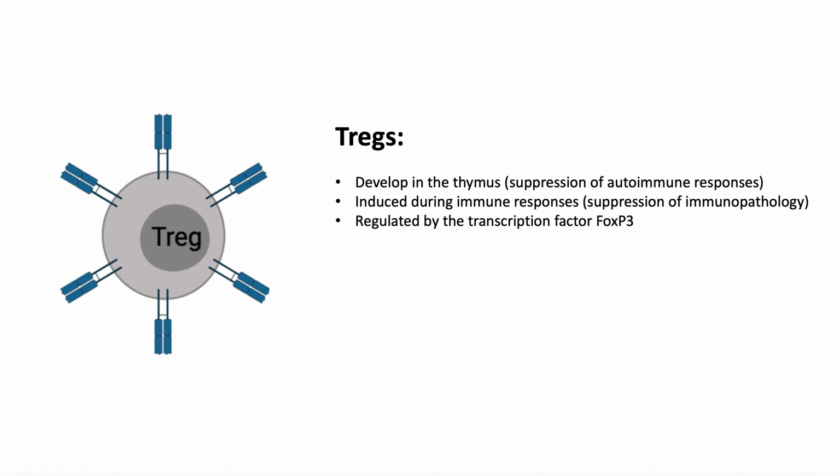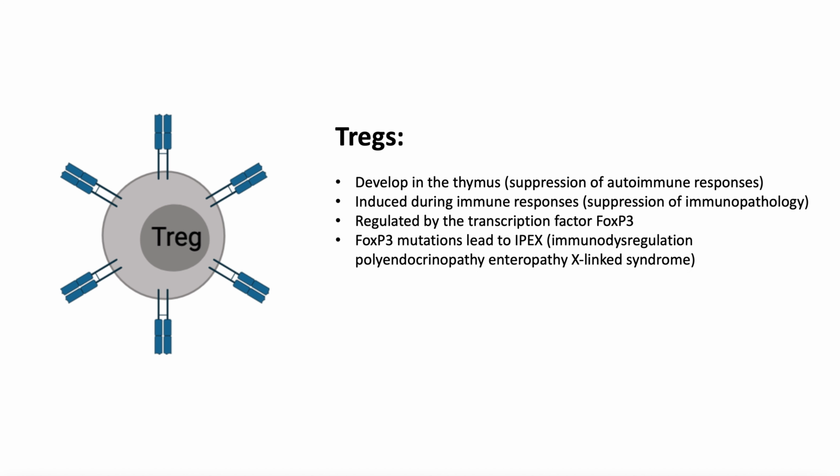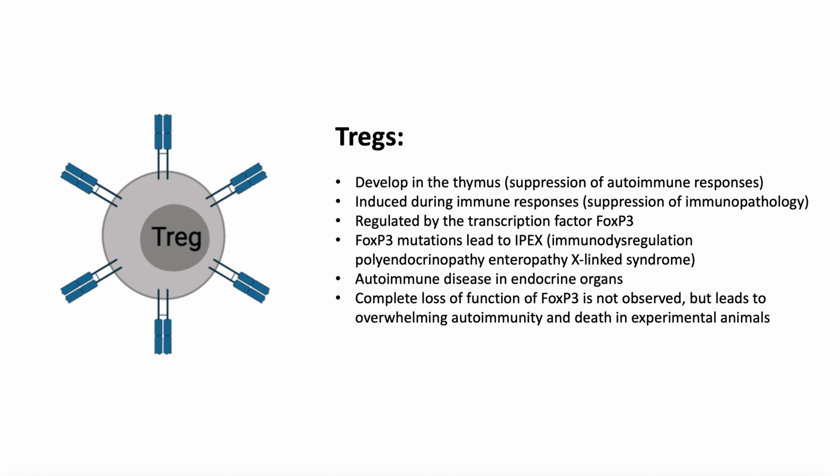Tregs are regulated by a transcription factor called FOXP3, and the reason I bring that up is that mutations in FOXP3 can lead to a disease syndrome called IPEX, or immunodysregulation polyendocrinopathy enteropathy X-linked syndrome. Yes, that is quite a mouthful. This is an autoimmune disease in multiple endocrine organs. It should be noted, however, that there's really no observation of a complete loss of FOXP3 function in humans. It's likely because, at least in experimental animals, a loss of FOXP3 entirely leads to overwhelming autoimmunity and death.